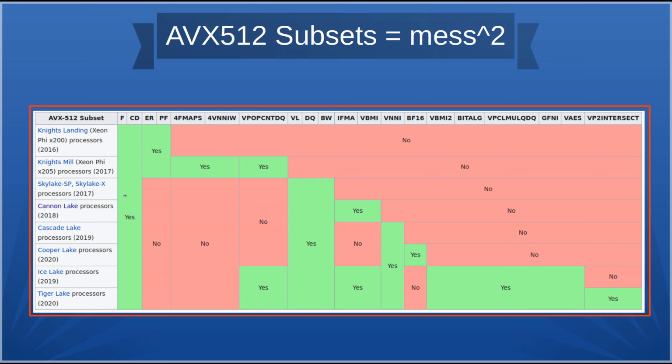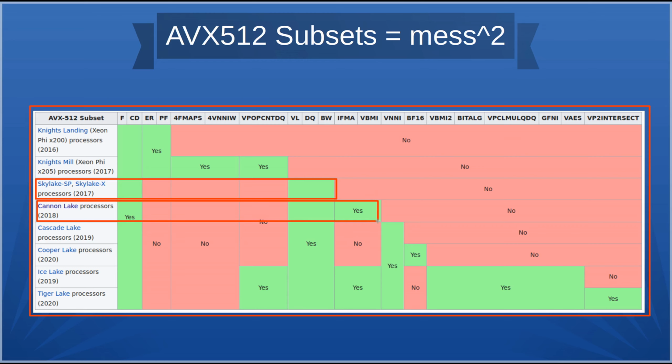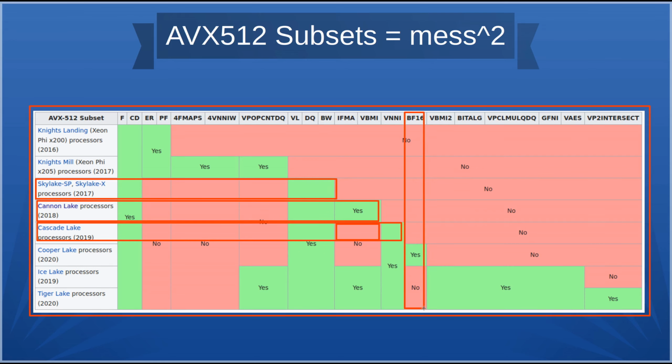AVX-512 has a problem becoming a new standard and spreading out, because you can see every CPU beginning with Skylake-X has different subset support. Cannon Lake added something, but Cascade Lake removed some functionality. They removed some subsets and added something else. And it's really strange.